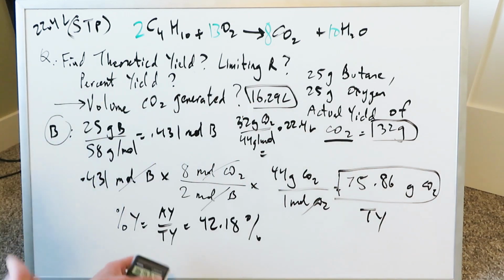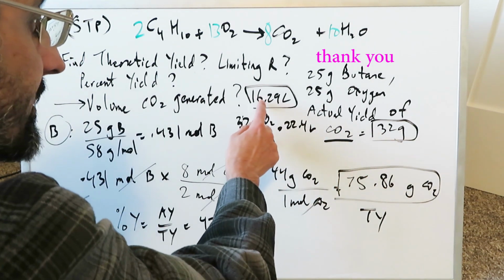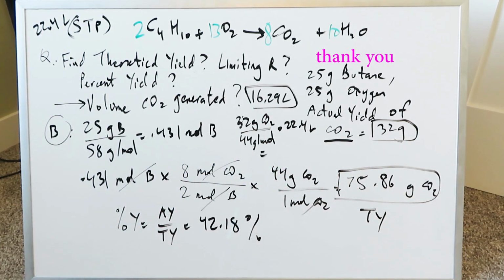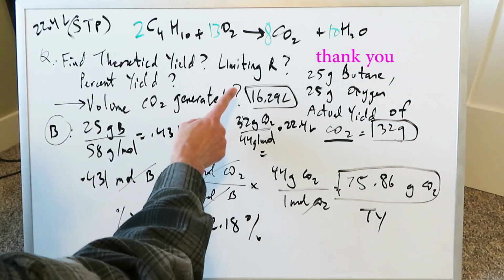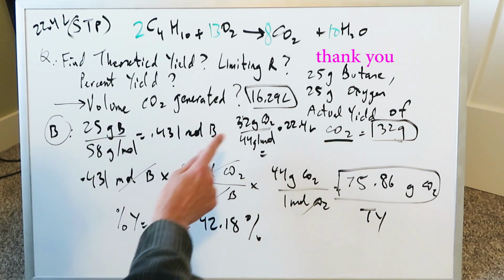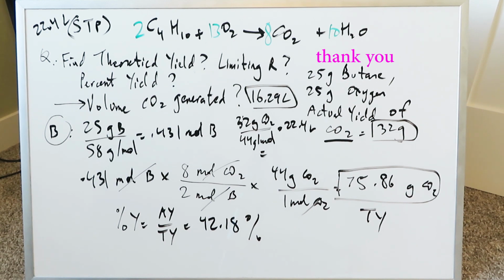But here we have 16.29 because we again generated less than the desired amount. That less than desired amount translates to less than the final volume as well. And that right there answers everything for us in this particular compound question. You see, start with the balanced equation, find your limiting reagent, and use a limiting reagent to do all of your calculations.